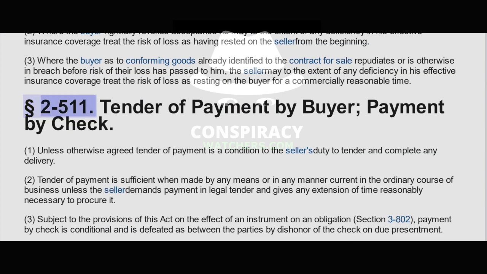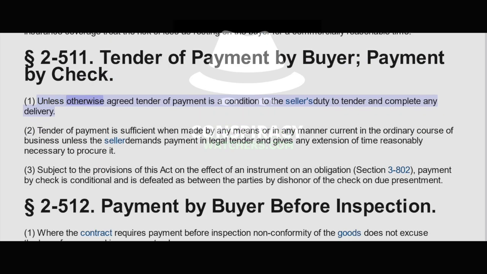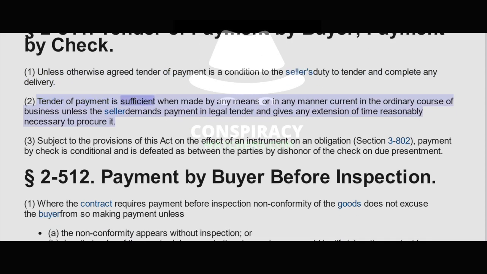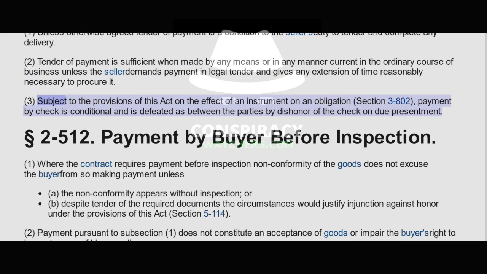Section 2-511. Tender of payment by buyer; payment by check. (1) Unless otherwise agreed, tender of payment is a condition to the seller's duty to tender and complete any delivery. (2) Tender of payment is sufficient when made by any means or in any manner current in the ordinary course of business, unless the seller demands payment in legal tender and gives any extension of time reasonably necessary to procure it. (3) Subject to the provisions of this Act on the effect of an instrument on an obligation, payment by check is conditional and is defeated as between the parties by dishonor of the check on due presentment.